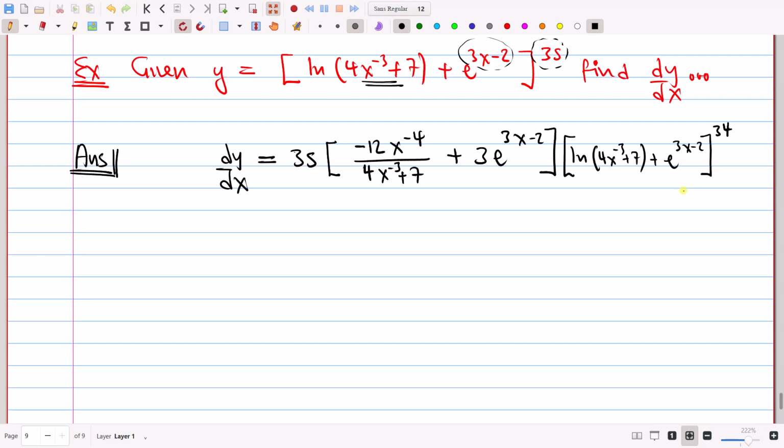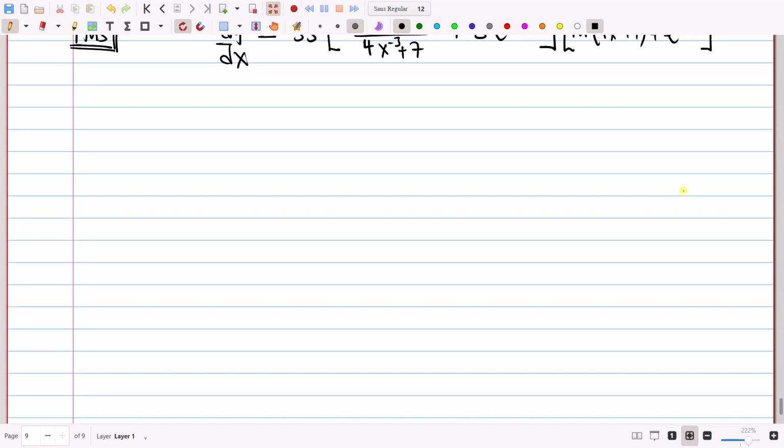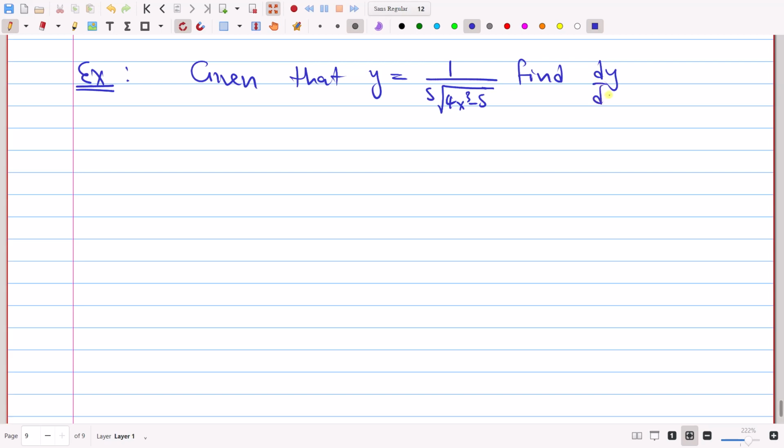This is the procedure that you follow all the time when you want to differentiate a function which has been raised by a rational exponent. You always do that. But one last example, because there are some examples that can trick you if you're not careful or you've never seen how they're done. Let's say they give that y is equal to 1 over the fifth root of 4x cubed minus 5. Find dy dx. How can you find dy dx in a problem like this one?